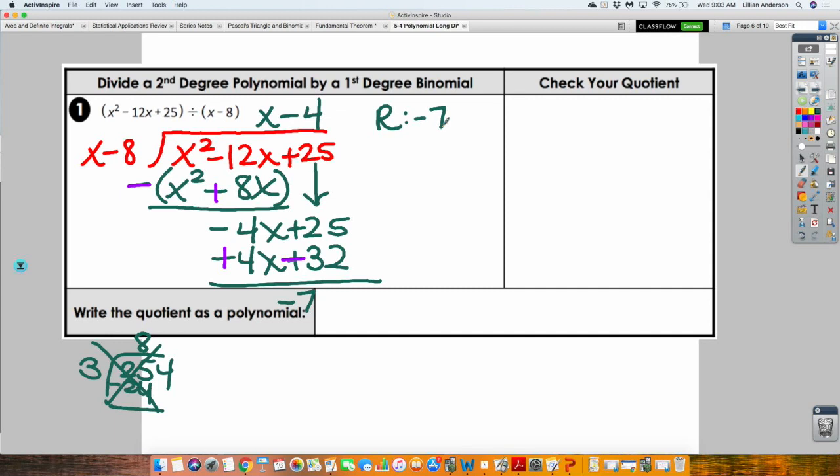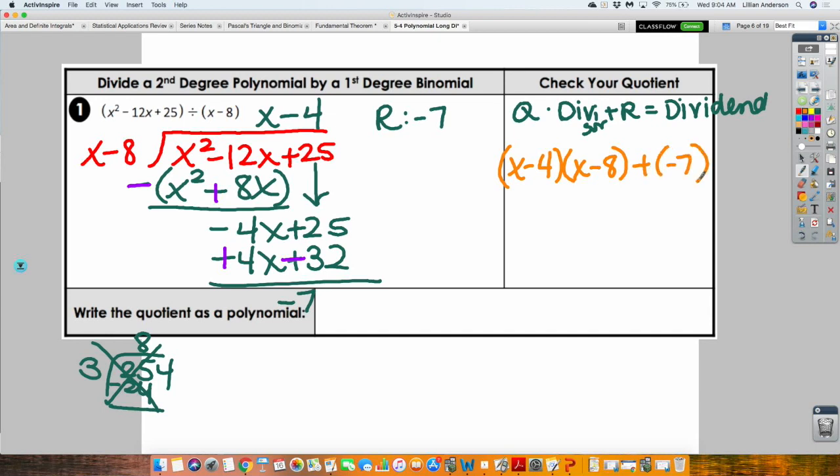Let's check to see how well we did. To check, you take your quotient, multiply it by the divisor, and then add the remainder. So quotient times divisor plus remainder should equal my dividend. Oh man, this is insane. Here we go. What's my quotient? X minus 4. I need to multiply that by my divisor. What's my divisor? X minus 8. Then I need to add my remainder. What was my remainder? Negative 7.